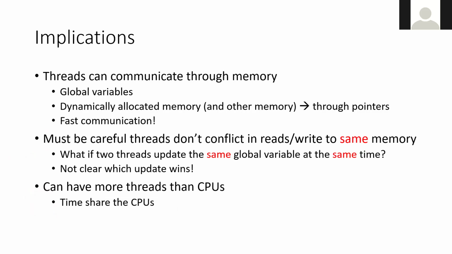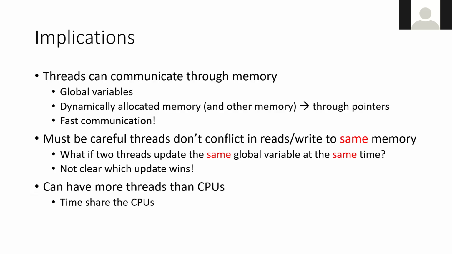Threads can communicate through memory, through global variables and dynamically allocated memory through pointers. That's a really fast communication because you won't have to do networking stuff like sending packets and handshakes or anything like that. You just have to modify the communicated global variable.